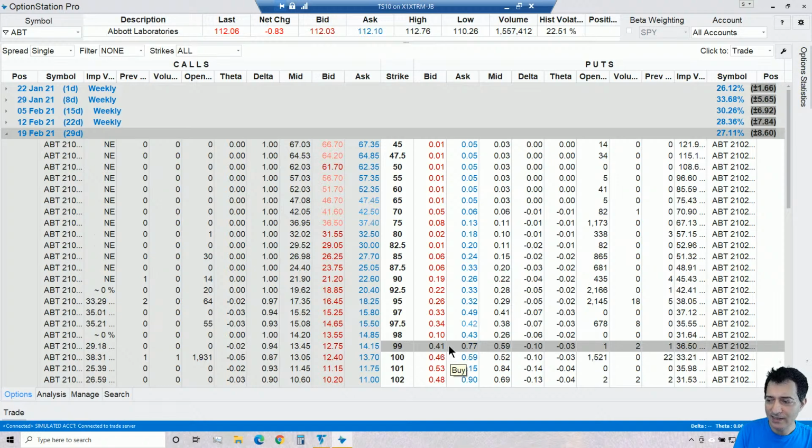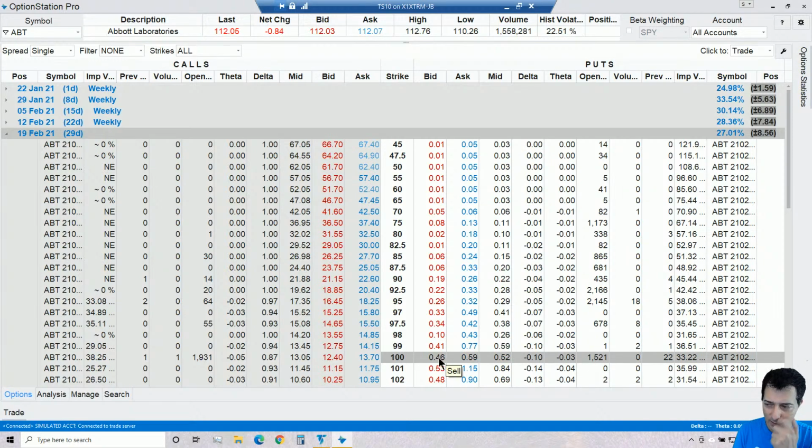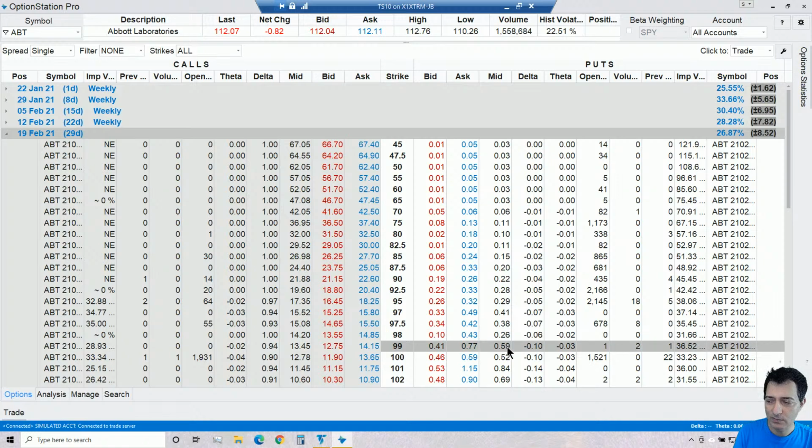But then if you do the 99, notice that the ask price of the 99 is more than the bid price of the 100, which is a fantastic arbitrage opportunity if you are a market maker. But for us, it's basically a slap on the face. We cannot do it because we end up being paid 52 and then we have to pay 59. So in other words, we would pay a debit instead of receiving a credit to do this trade.